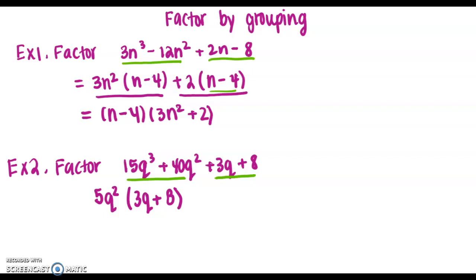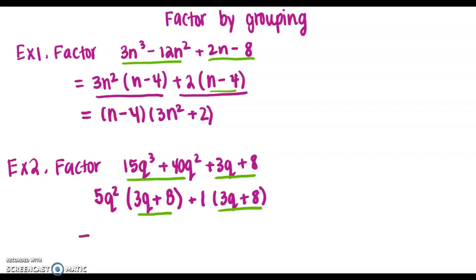Okay, and then now 3q and 8. So you can't divide anything into both of them. And then they both don't have a variable, so you can't take out the variables. So what we're going to do is put a placeholder of a 1, because you could divide both of them by 1. If you divide anything by 1, it's just itself. So now, inside the parentheses, you have the same thing, so you know you did it correctly.